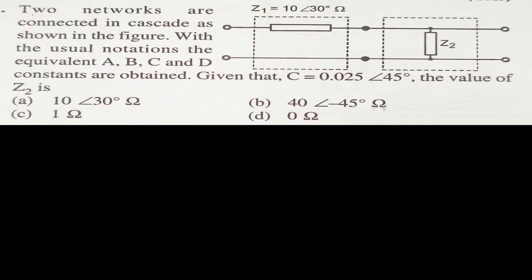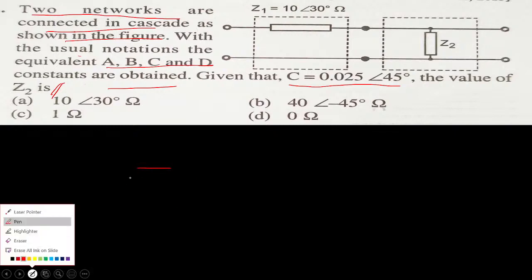Okay, the question is what? Two networks are connected in cascade as shown in the figure. Of course, we have already solved this in the model, right? With the usual notations, the equivalent ABCD constants are obtained. Given that the value of C equal to 0.02545, then the value of Z2 is dash. First of all, sir, what is the network given? One minute, let me draw.